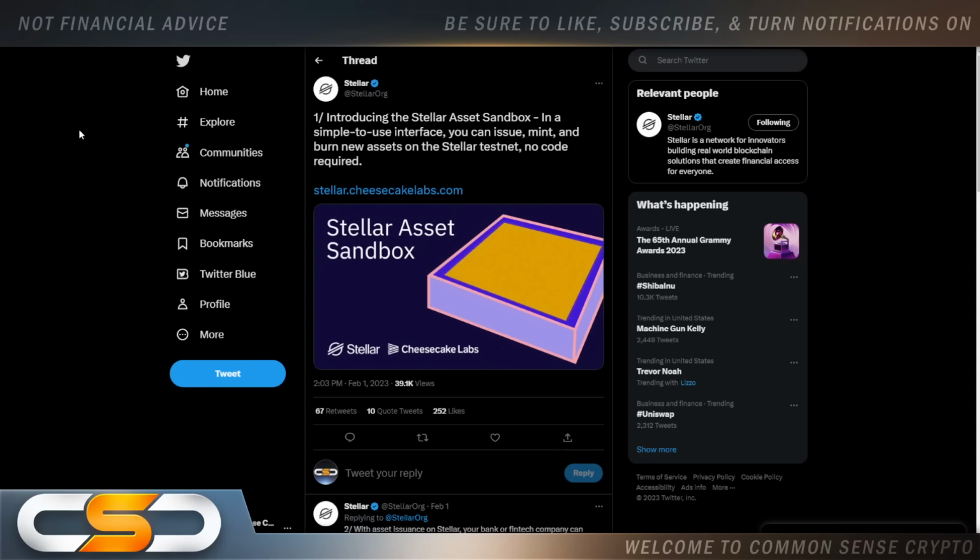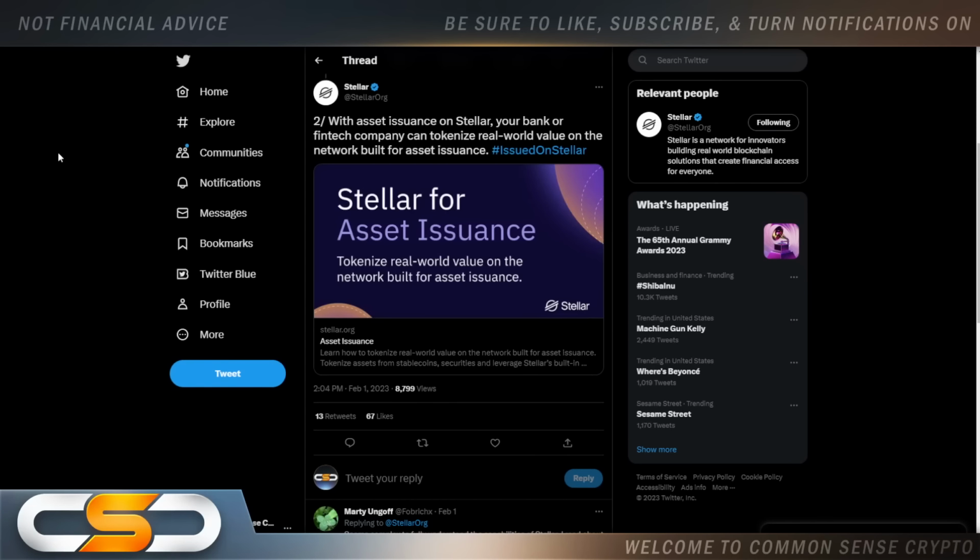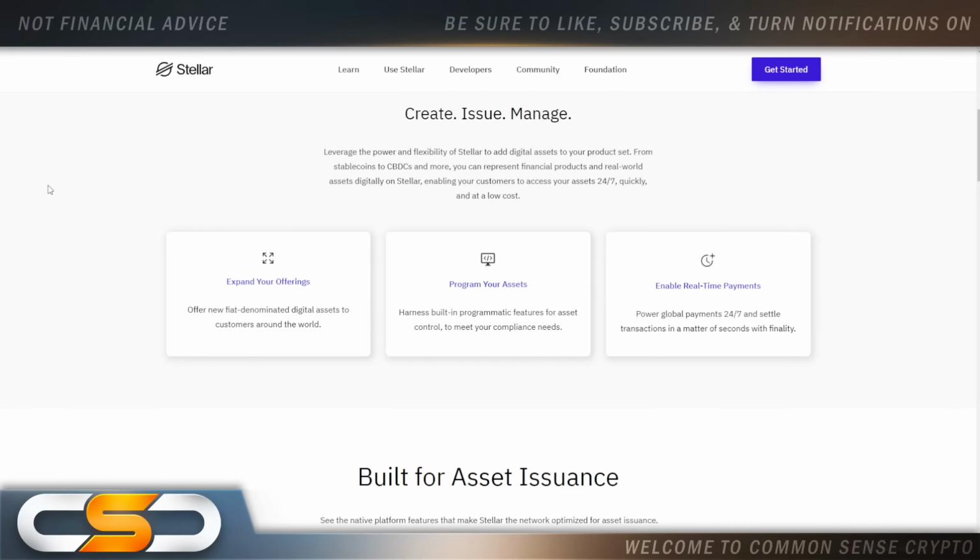Introducing the Stellar Asset Sandbox. In a simple-to-use interface, you can issue, mint, and burn new assets on the Stellar testnet, no code required. That's huge. With asset issuance on Stellar, your bank or fintech company can tokenize real-world value on the network built for asset issuance. And look how simple they make this.